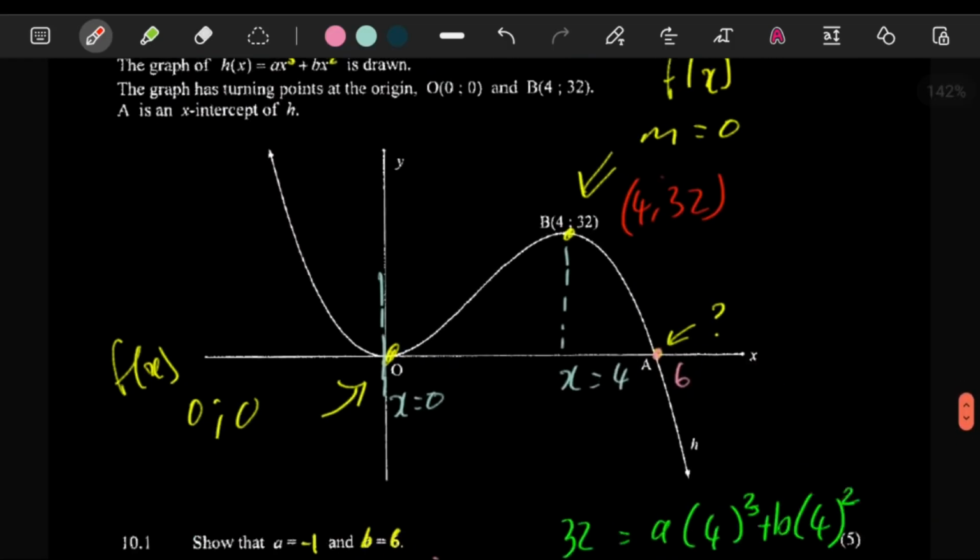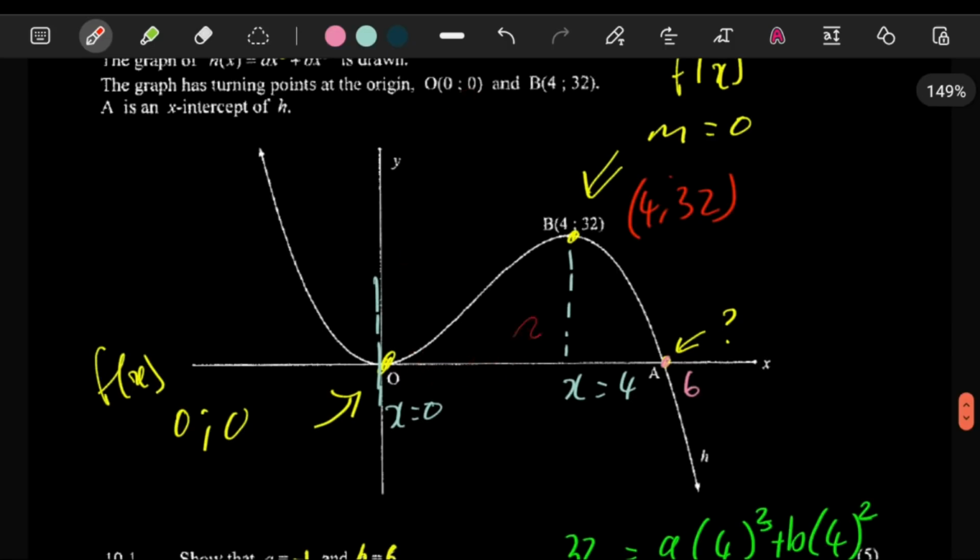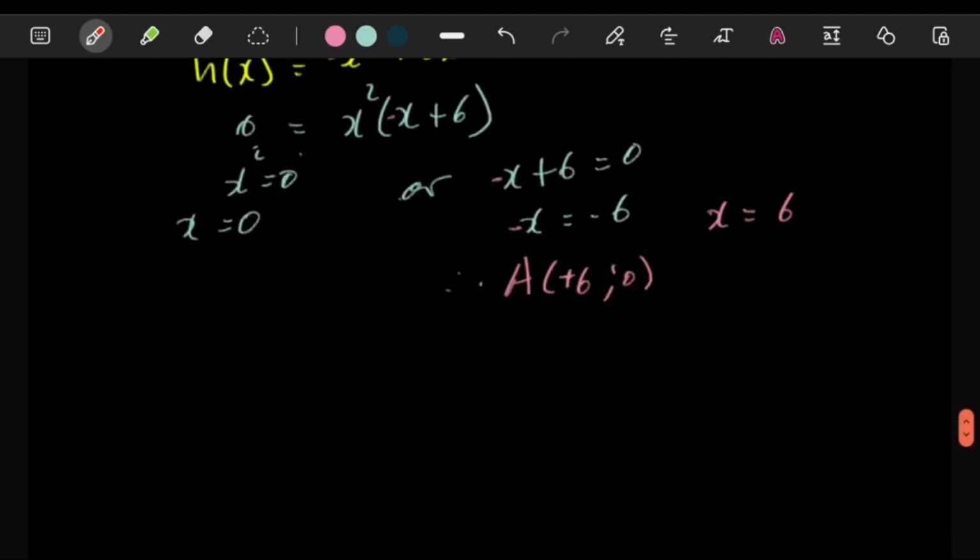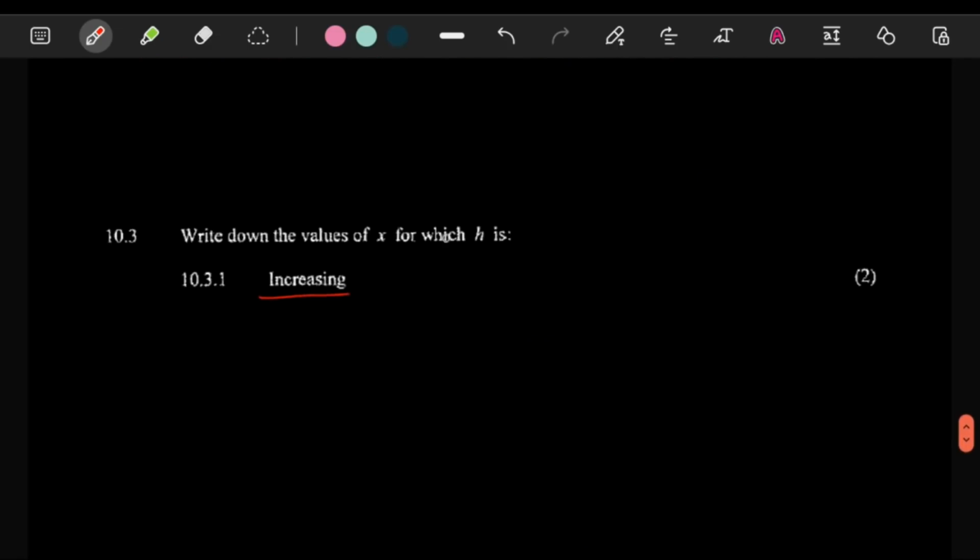A graph is always increasing where the y values are going up. So from this x value of 0 until this x value of 4, you can see that the y values are going up. Everywhere else they're going down like that, and here it's going down like that. So here you're going to need to say that your graph is increasing where x is an element of 0 until 4. That's why your graph is increasing.